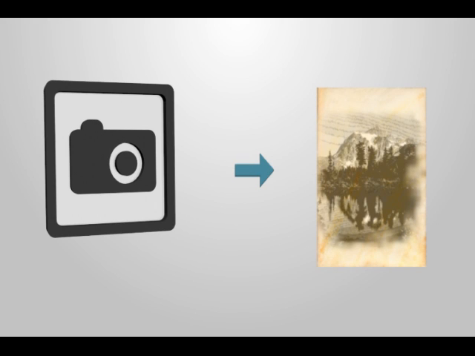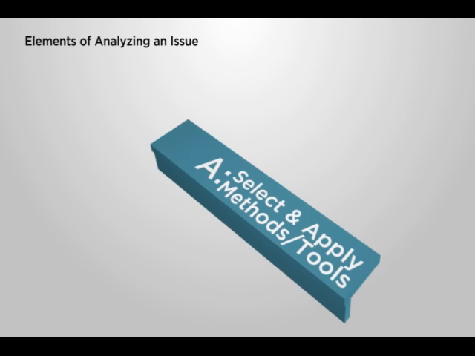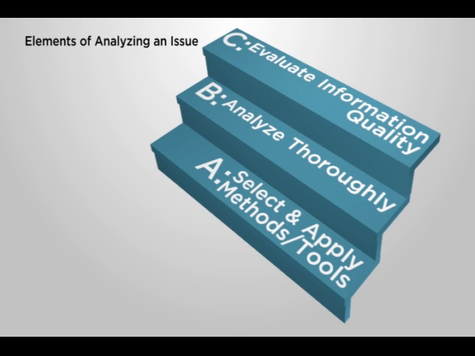Recall that you have already assessed the situation in which you created a preliminary picture of the problem landscape, including identification of major issues and key situational factors and development of a work plan. For now, focus on analysis of just one issue. Your analysis will contain 3 main elements: selecting and applying technical methods and tools, thoroughly analyzing alternatives, information, perspectives, and so on, and evaluating information quality and sufficiency. Let's look more closely at each element.